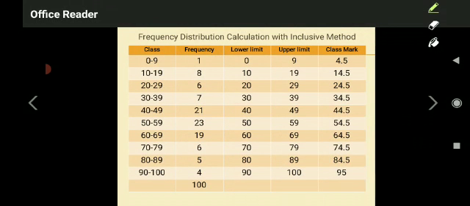Dear students, in the last class we have studied how to calculate frequency distribution with the help of the exclusive method. Exclusive method in the sense, in this method the upper limit of the first class interval and the lower limit of the second class interval remain the same. Here the upper class limit is excluded. This is called the exclusive method. With the help of this method we understood one calculation in the previous class.